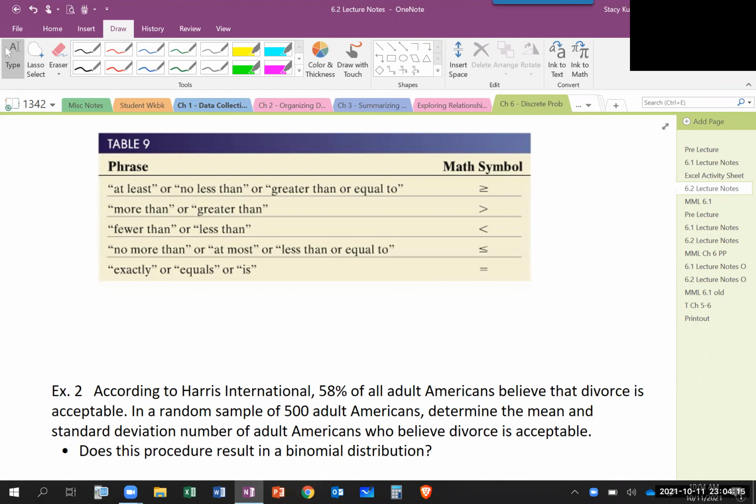When I don't have that line under there, it means that I can't include that number. So if I wanted to eat at least three cookies, then I would eat three or more, right? If I wanted to eat less than three cookies, I would eat 0, 1, and 2, correct? Okay, so just remember those. All right.